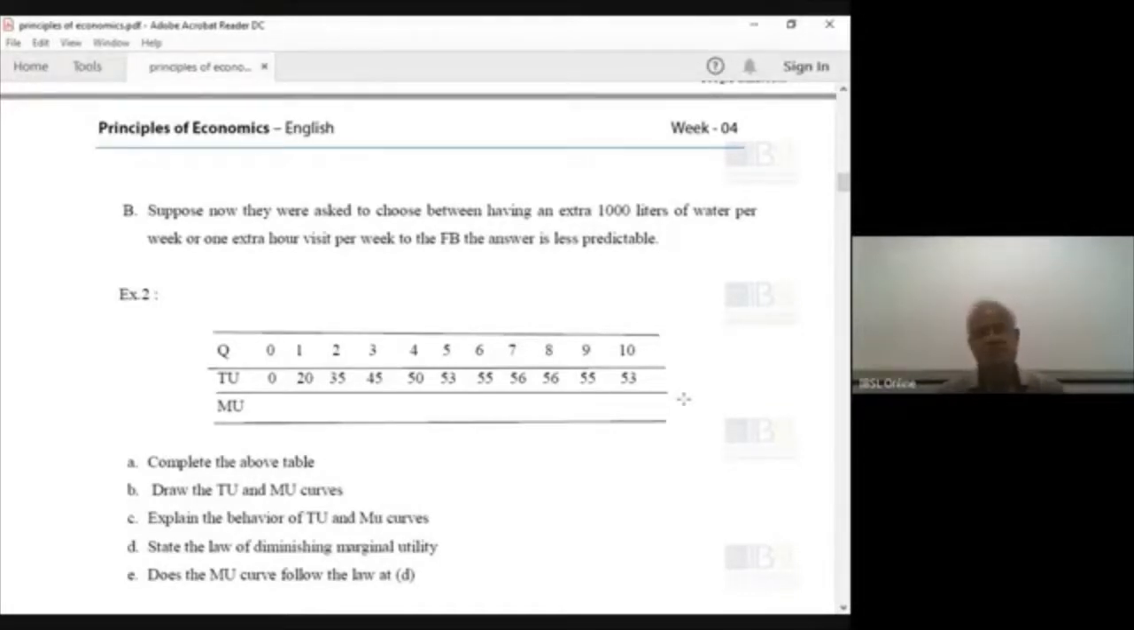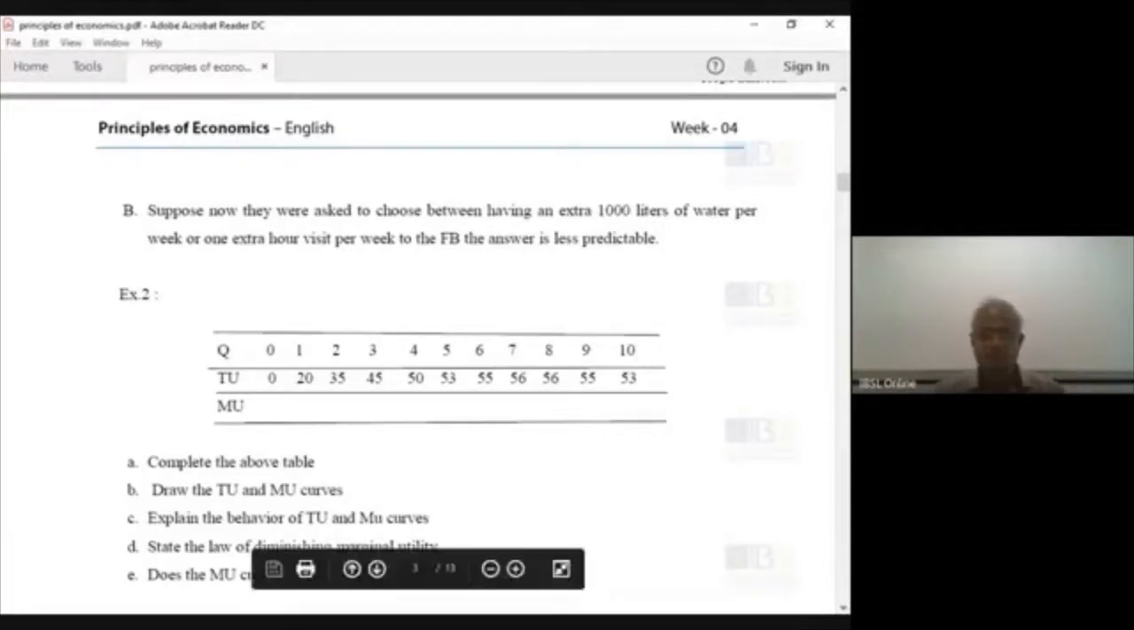How do you calculate? Change in total utility divided by change in quantity.